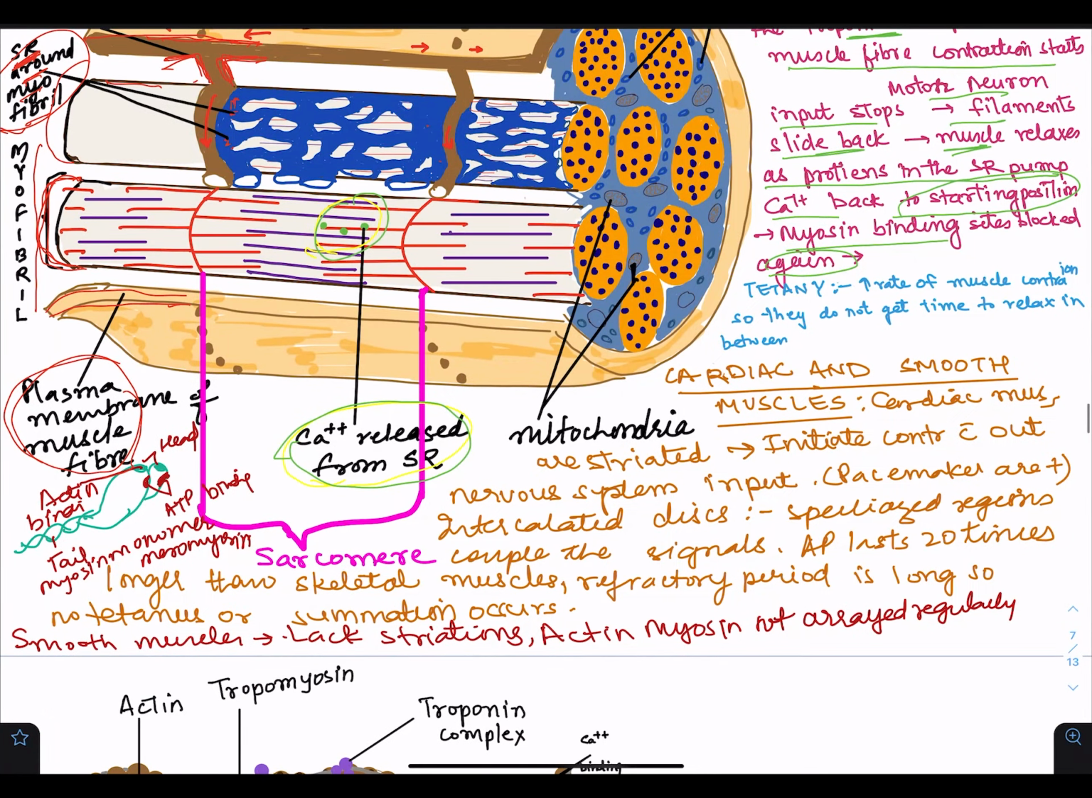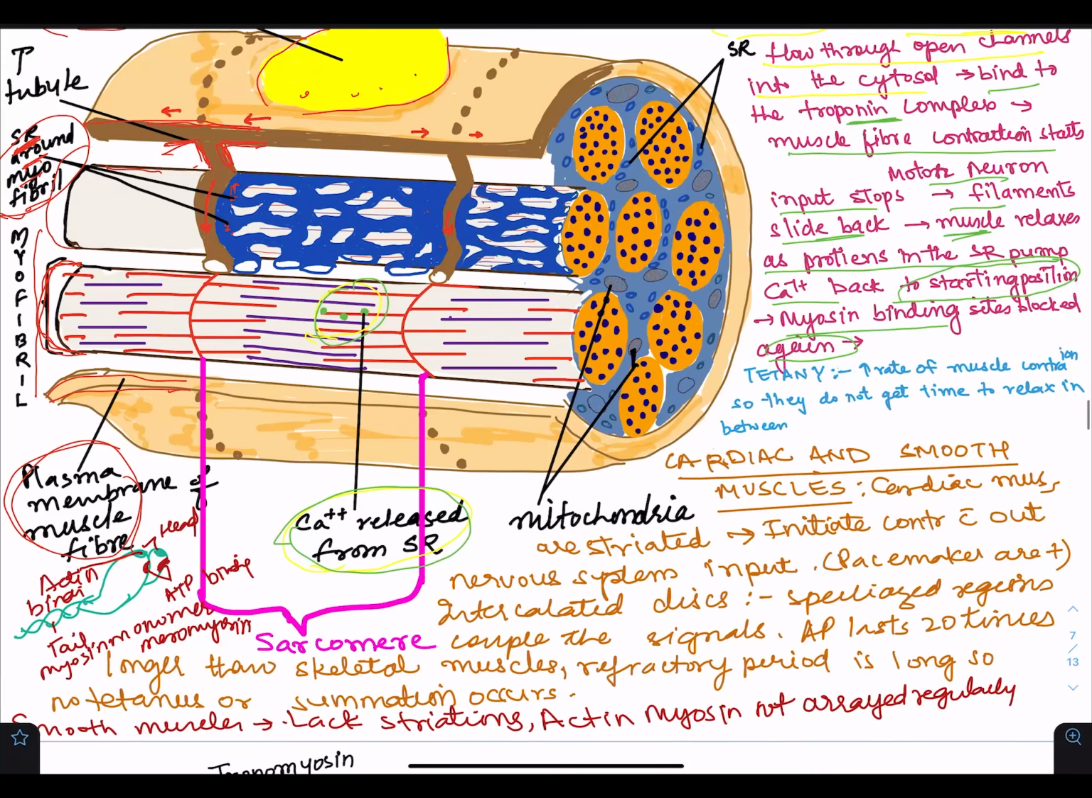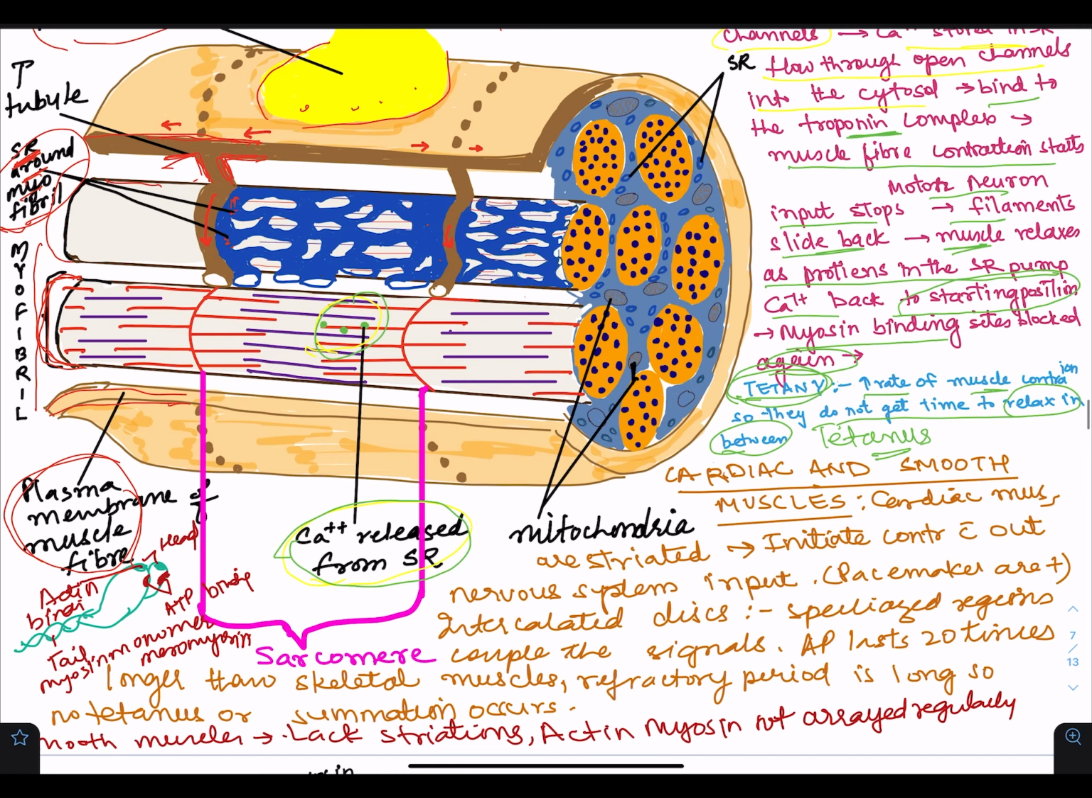Now, what is tetany? Sometimes there is a high rate of muscle contraction, so the muscle does not get time to relax in between. The muscle will keep on contracting. Such a continuous state of contraction without relaxation is known as tetany. There is also a disease called tetanus. In this disease, the muscle will keep on contracting, and it can sometimes be fatal for a person.